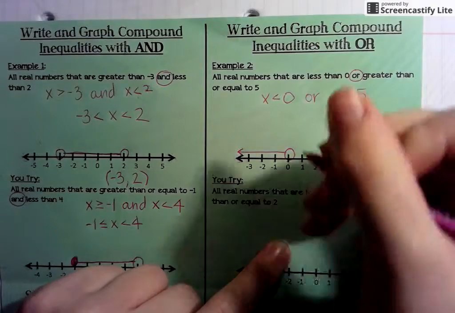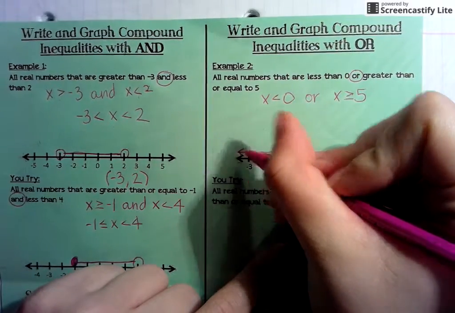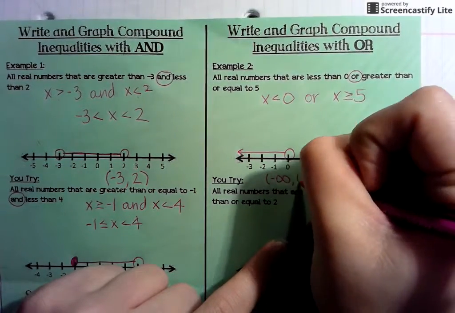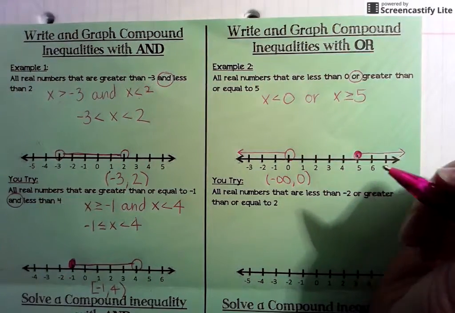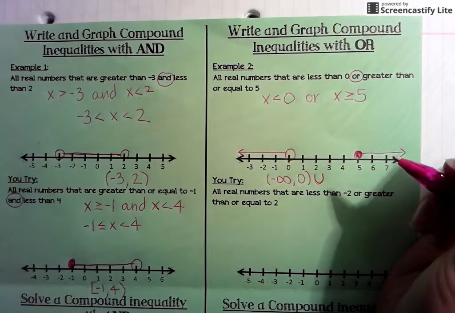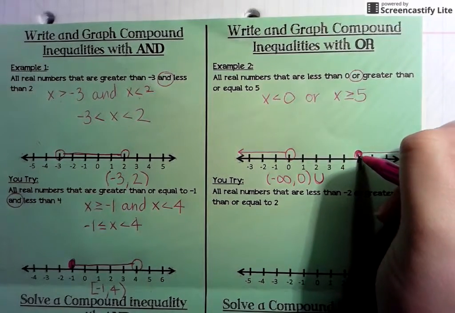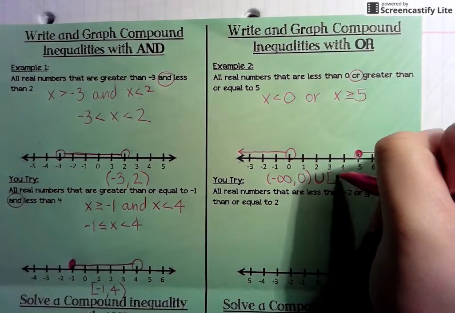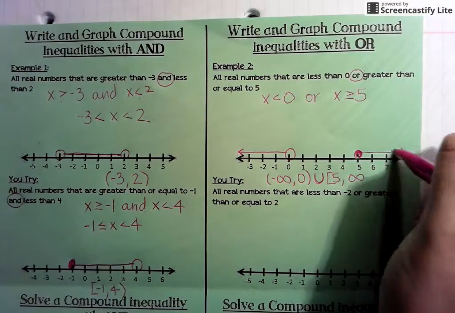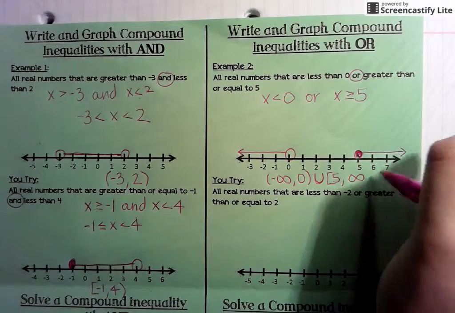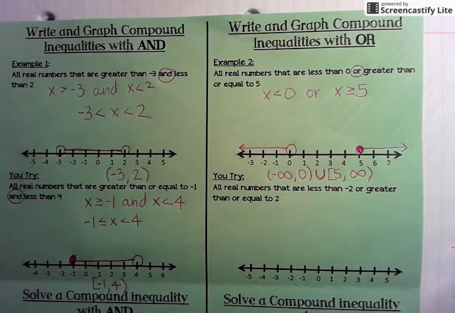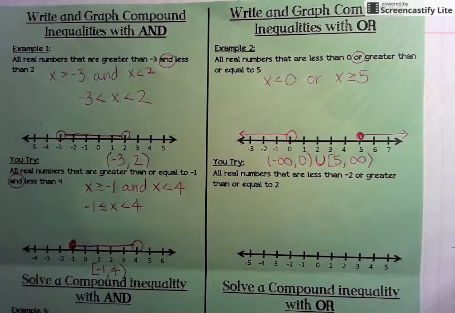So how I'm going to write my interval notation is, because I'm going from left to right, I want negative infinity, comma, 0, and I'm not including it, so I have the parenthesis. I'm going to say this union symbol, which is standing for we're bringing it together. And then I want to start from left to right, so I'm going to have a bracket for the 5, because I'm including it, comma, positive infinity because I'm facing this way and I'm going more positive, and then a parenthesis. So that would be how to write interval notation for compound inequalities with OR.